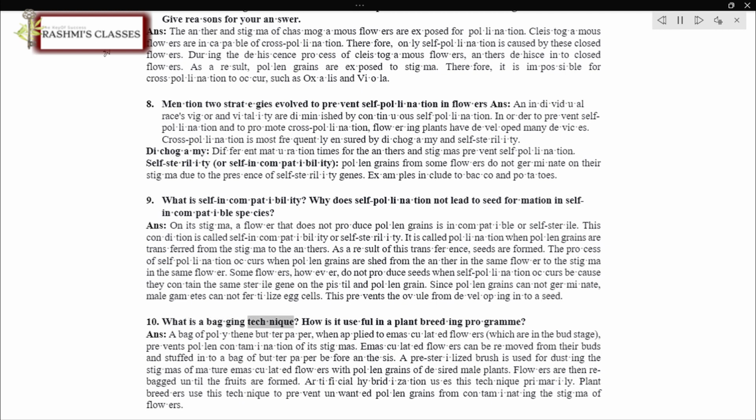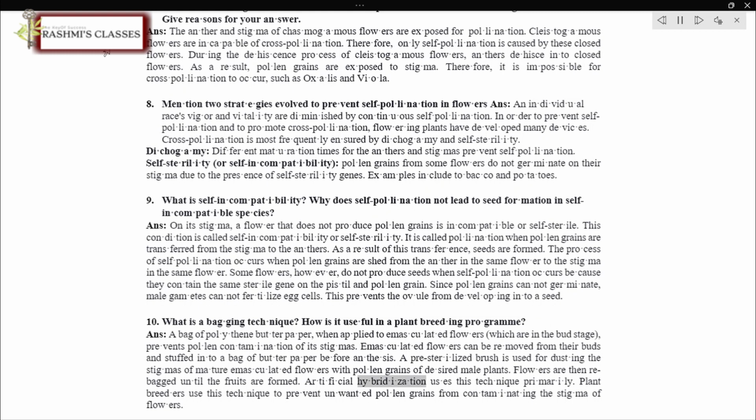What is a bagging technique? How is it useful in a plant breeding program? ANS. A bag of polythene or butter paper, when applied to emasculated flowers in the bud stage, prevents pollen contamination of their stigmas. Emasculated flowers are covered with a bag of butter paper before anthesis. A pre-sterilized brush is used for dusting the stigmas of mature emasculated flowers with pollen grains of desired male plants. Flowers are then rebagged until the fruits are formed.